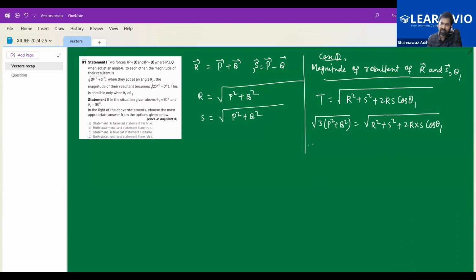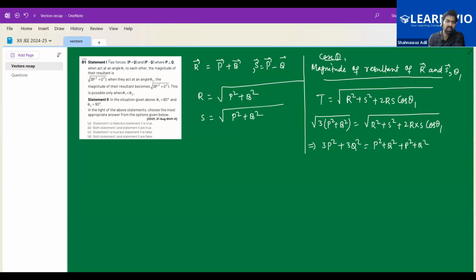if we square these things, what will we get? We'll get 3p square plus 3q square. And r square is how much? That is p square plus q square. S square is again p square plus q square. So how did I get under root 3p square plus q square?